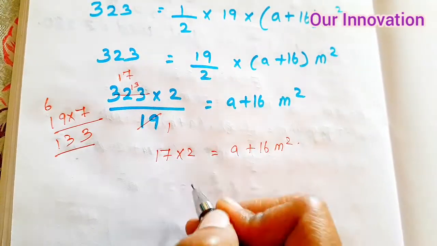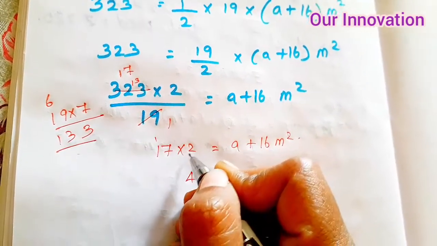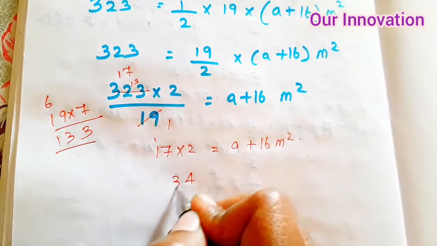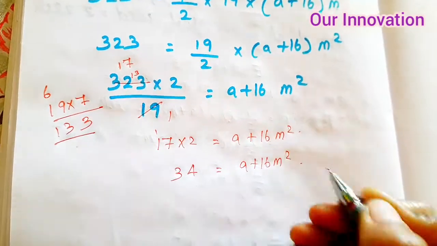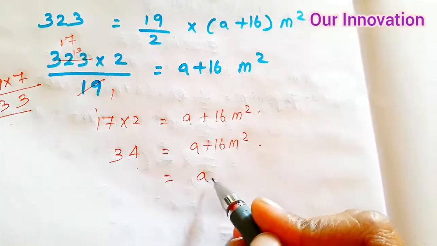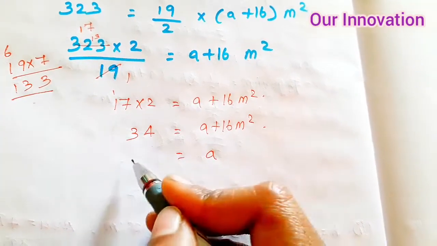Now multiply: 7 2s are 14, balance 1, 1 2 is 2, 2 plus 1 is 3, so 34 is equal to a plus 16 meter square. Okay, now we will keep a alone here. Students, keep a alone here and bring the numbers over.